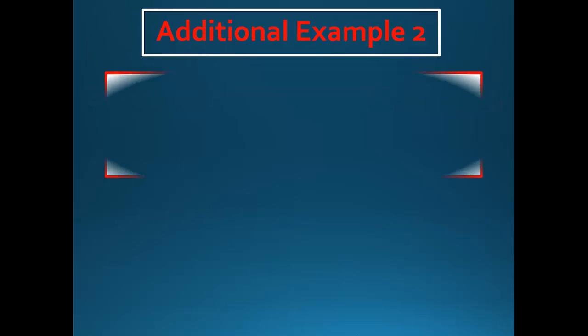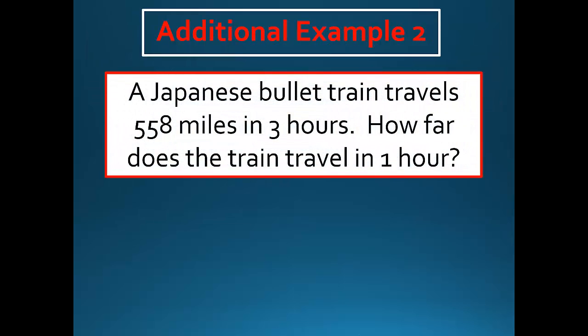Now we have an additional example. You can pause the video and try it on your own, or you may follow along. A Japanese bullet train travels 558 miles in 3 hours. How far does the train travel in 1 hour? So first we're going to write our rate, and our rate is 558 miles, and that is in 3 hours.